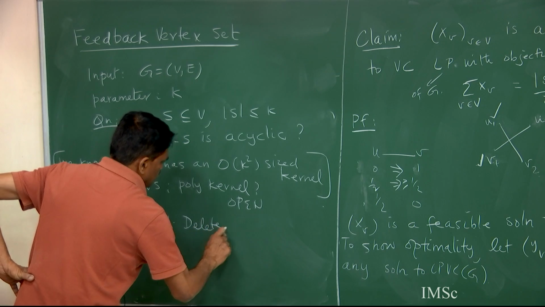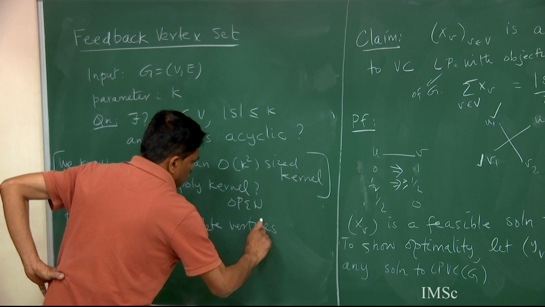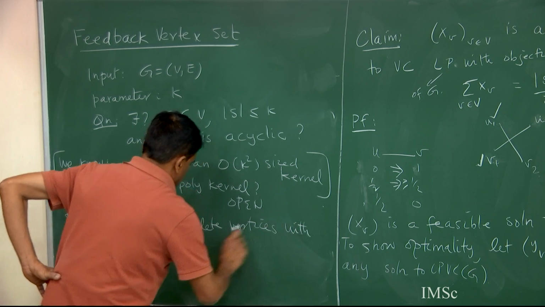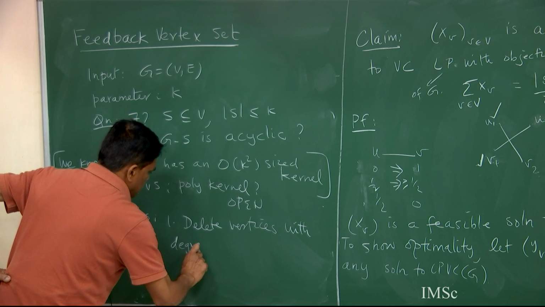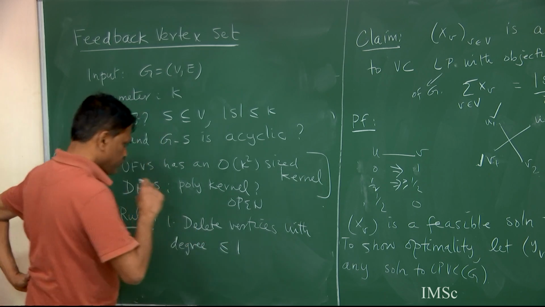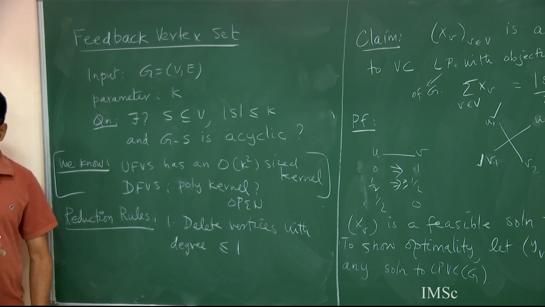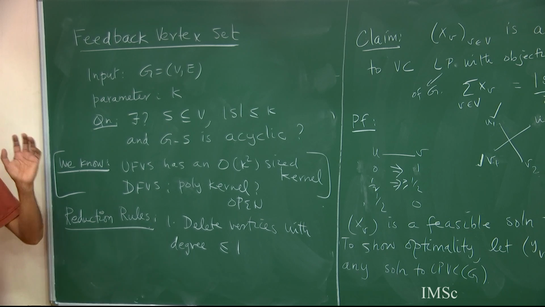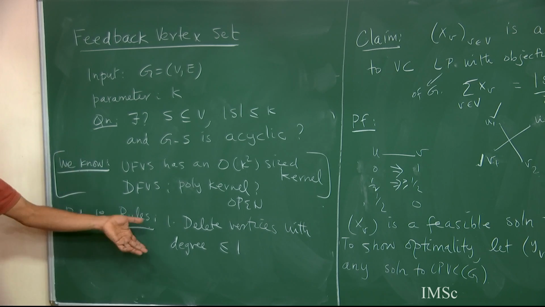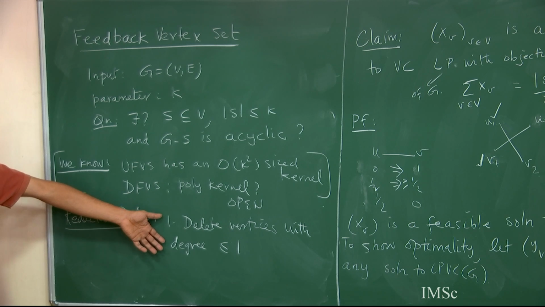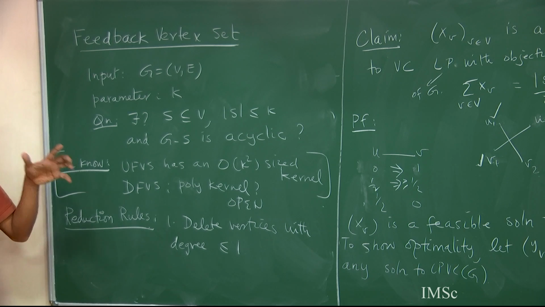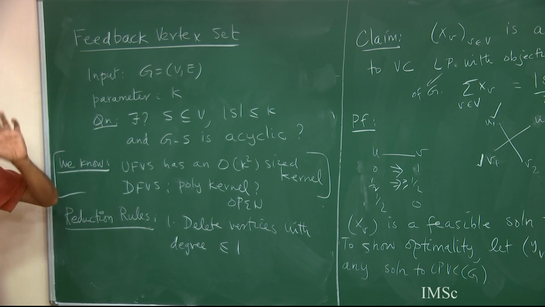Delete vertices with degree less than or equal to 1, because they are not part of any cycle. They are not going to cover any cycle. So really, to truly argue the correctness of this, I should say that the resulting graph has a feedback vertex set of size at most k if and only if the original graph has a feedback vertex set of size at most k, but that's fairly obvious. What do you do with the degree 2 vertices?